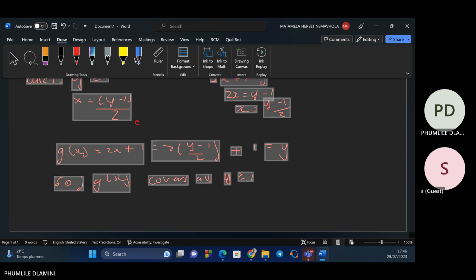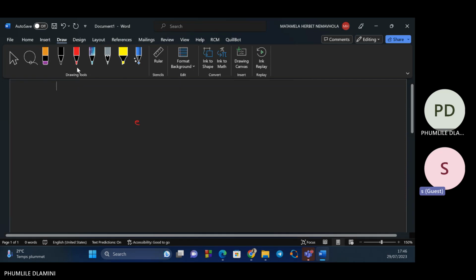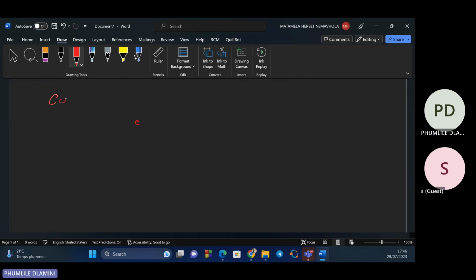Okay, so we're going to go to case 2. In case 2, we are going to check when y is less than 1. Remember we have ln x there, equal to y. So if I put e, I will have x equals e to the power y.